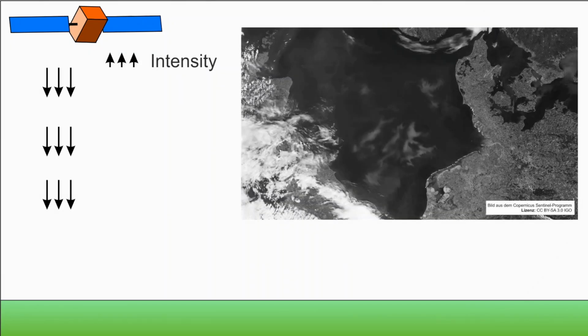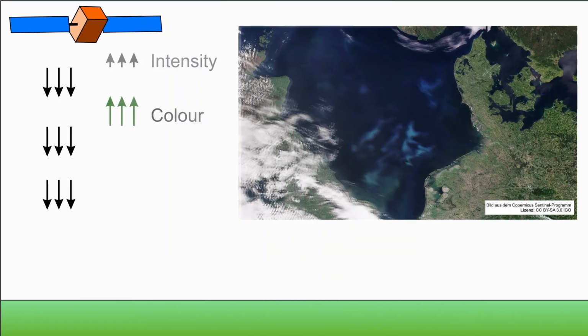Modern satellites often produce the radiation they use for measurements by themselves. They produce it in the form of very short pulses, several hundreds per second, and emit these pulses towards Earth. Now let's imagine satellites could only measure the intensity of the reflected radiation. In this case, they would only be able to produce black and white pictures.